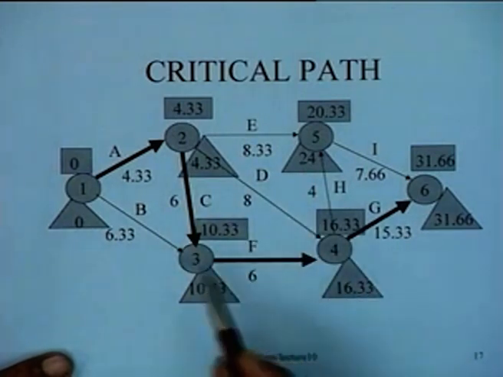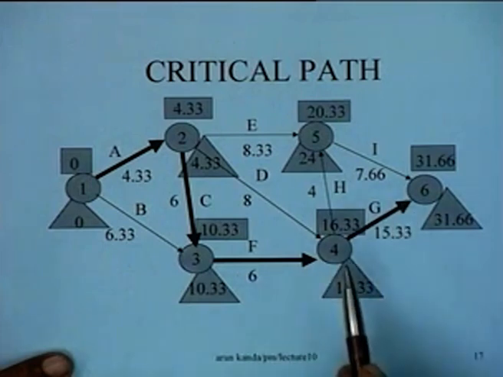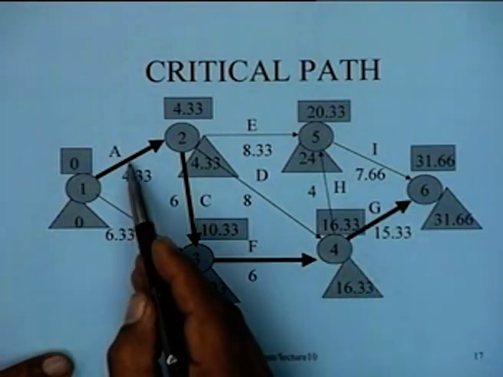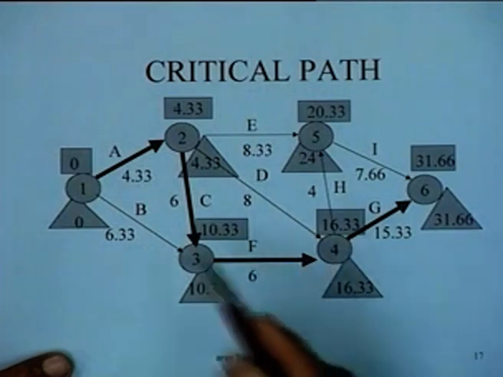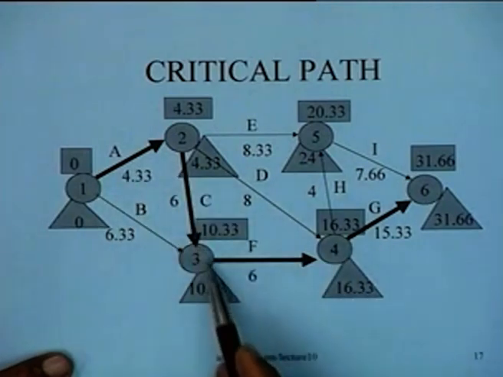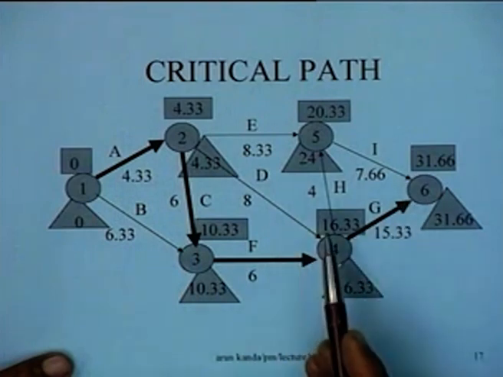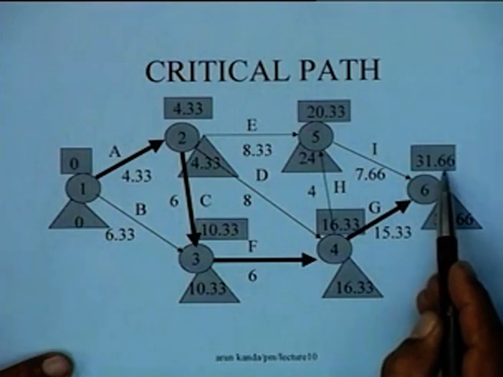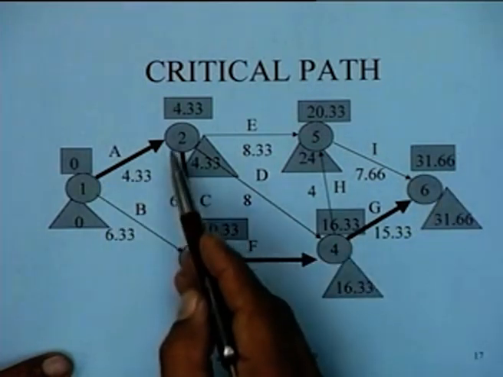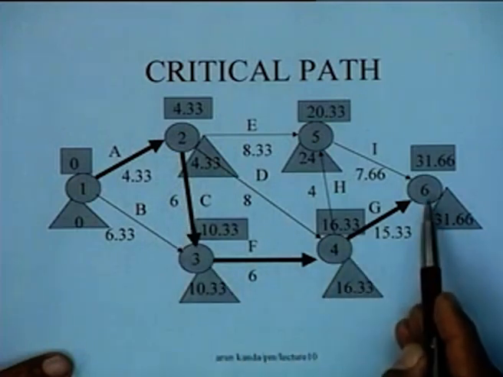So in this particular situation, what you find is that the activities are, now the assumption that is made in PERT is that once you identify the critical path in this fashion, the critical path has a mean duration of 31.66. The critical path is the sum of the durations of the activities lying on the critical path.